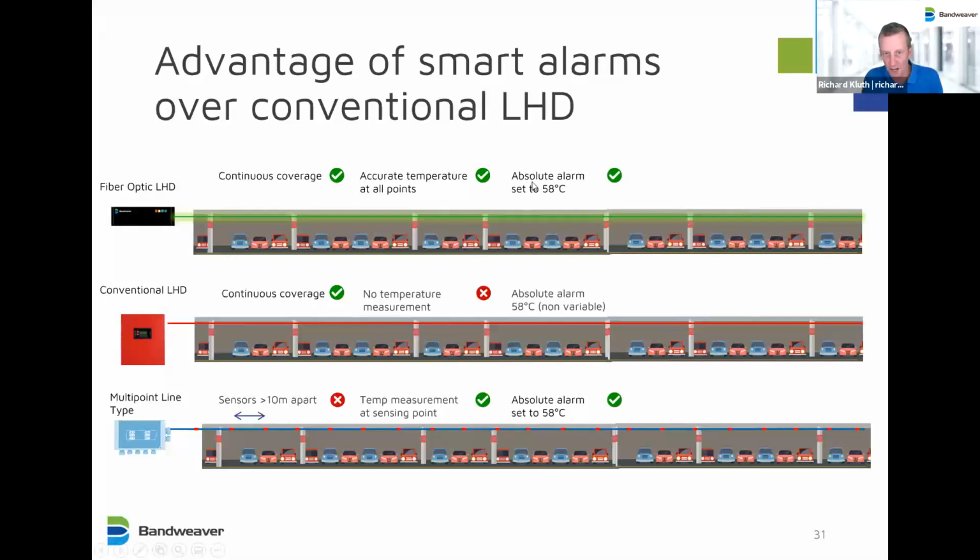So you can configure the fiber optic and the multipoint. You can't configure the conventional. Equally, because you're measuring temperature, you can set the rate of rise for the fiber optic and the multipoint, and you can have the deviation for the fiber optic and the multipoint.